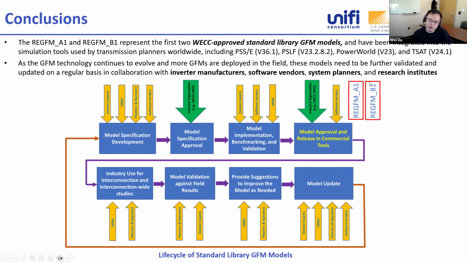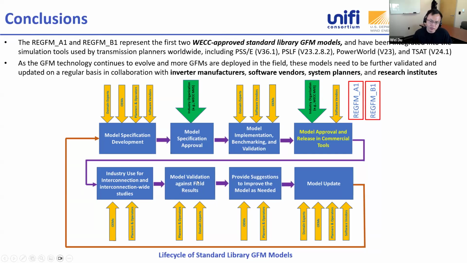And that's the status of REGFM A1 and B1. But you can see this is just halfway, right? Next, when we have more grid-forming inverters deployed in the field, the planners start to use these models and will provide feedback. They will use the models for interconnection, base case creation, or some connection studies. And once we have more grid-forming inverters deployed in the field, we'll do model validation against these models.